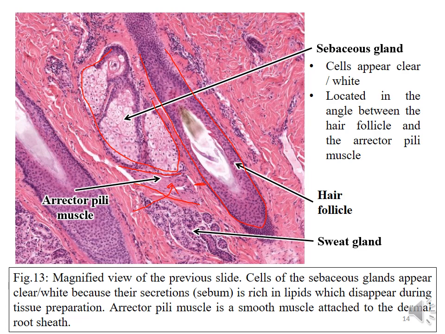Also, note the color of the cells. The cells of these glands appear clear or white because the secretion of these cells is mostly formed of lipids, and the lipid disappears during preparation, and therefore these cells have this appearance. Again, here we have some sweat glands. The darker structures are the ducts, and the lighter structures are the secretory portion. Also, here we have sweat glands. These are also sweat glands.